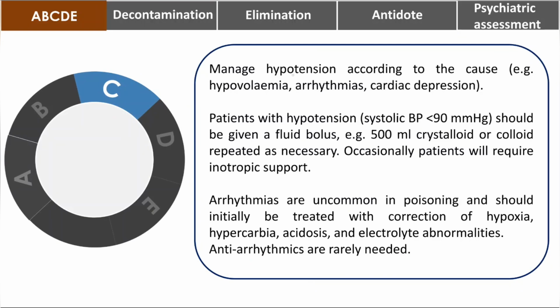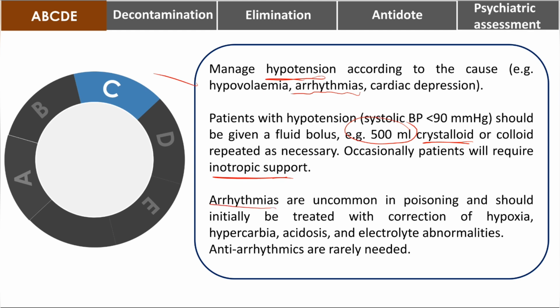Coming to circulation, if the patient is hypotensive, you have to start by giving fluid to reverse hypovolemia. If there is arrhythmia, an anti-arrhythmic drug is sometimes given. If there is cardiac suppression, you may give inotropic vasopressors. You may give 500 ml boluses or 250 ml boluses of crystalloid, normal saline or Ringer's lactate, to the patient. Then some patients may need inotropic support, noradrenaline or dopamine.